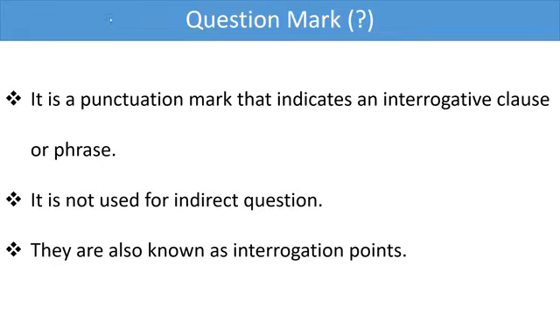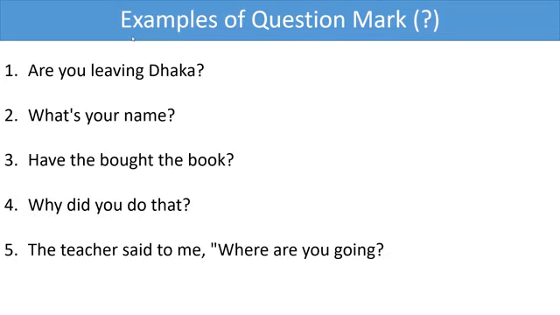Now come to the question mark. You all know we usually use a question mark after writing an interrogative sentence. It is a punctuation mark that indicates an interrogative clause or phrase. It is not used for indirect questions. They are also known as interrogation points. So, instead of interrogation mark, you can use interrogation points. Here are some examples of question marks or interrogation points.